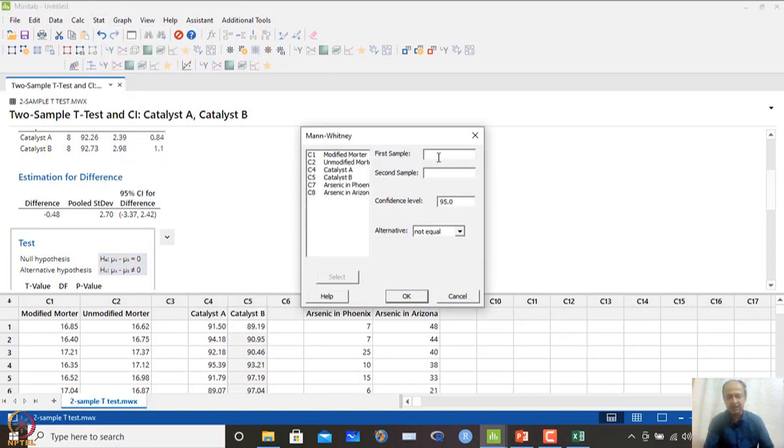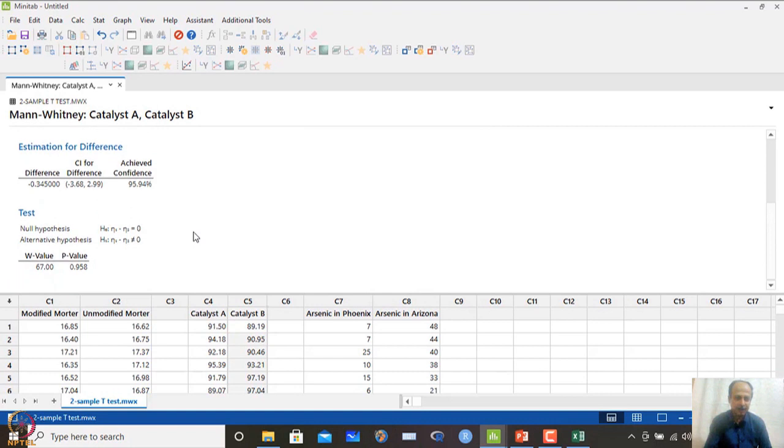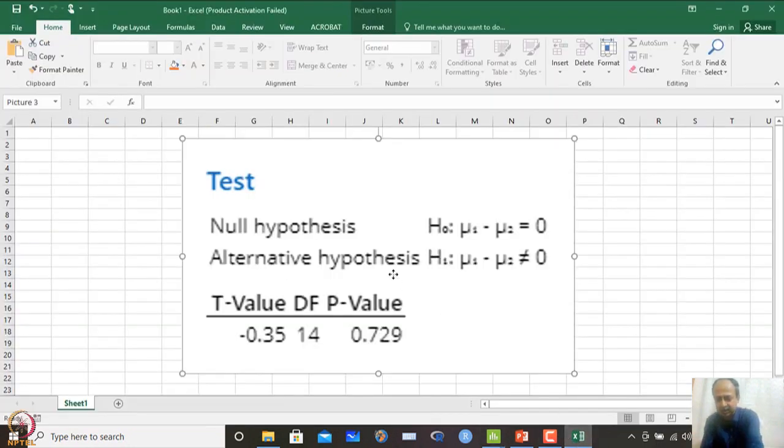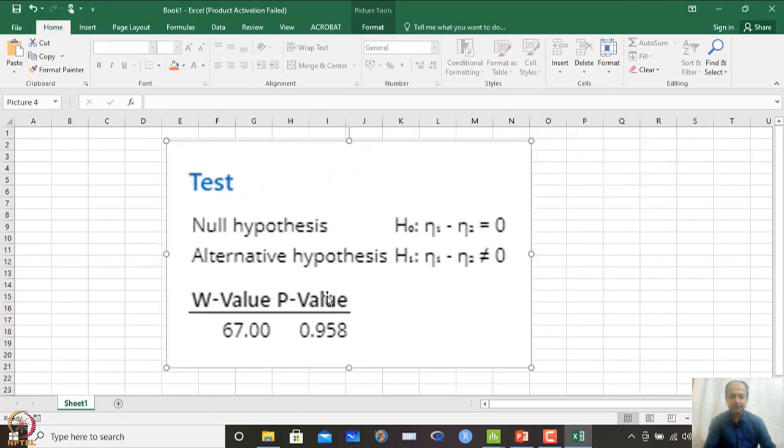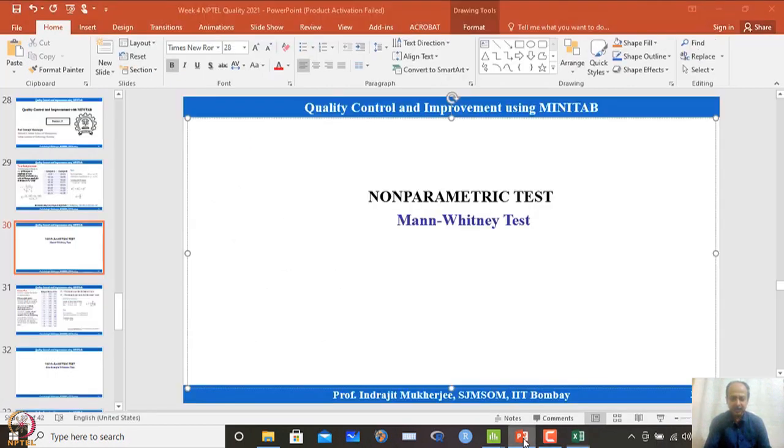And in this case, whenever I am going for non-parametric, the median is recommended as compared to the mean. So the first sample is catalyst A and the second sample is catalyst B. Let us assume that the distribution assumption fails. I am checking the not equals condition. If I click OK, you will get a W statistic and a p value, and that will be reported. W is the Mann-Whitney statistic that we are getting here.